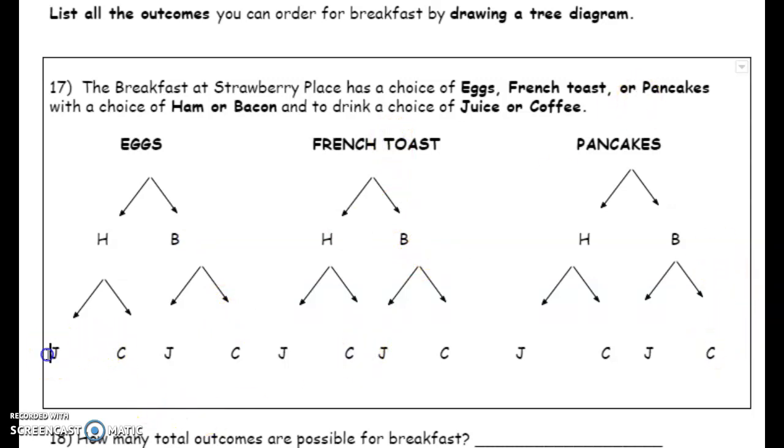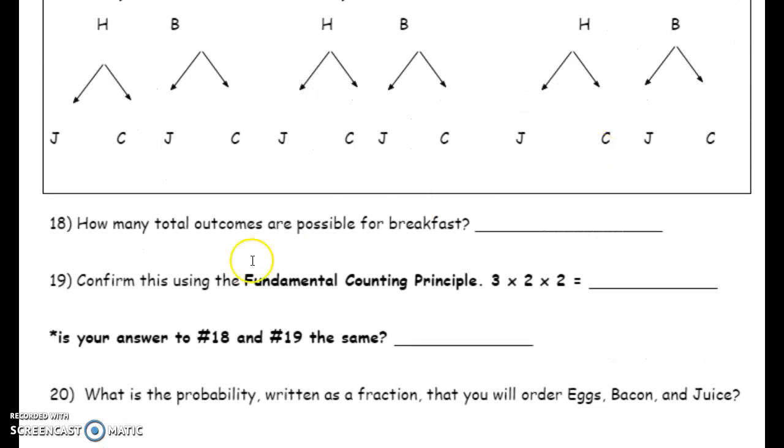But if we pay attention to our last row, now we can just count all the total outcomes, which is 1, 2, 3, 4, 5, 6, 7, 8, 9, 10, 11, 12. So if we go to number 18, how many total outcomes were possible? We counted 12. Because that's how many total combinations we could get.